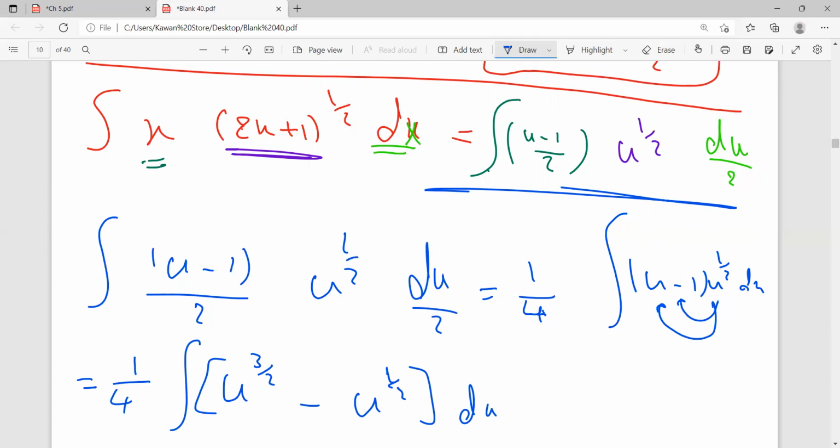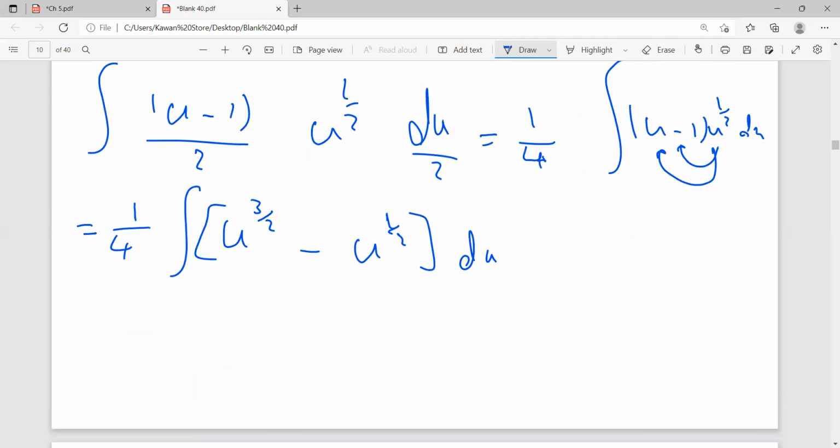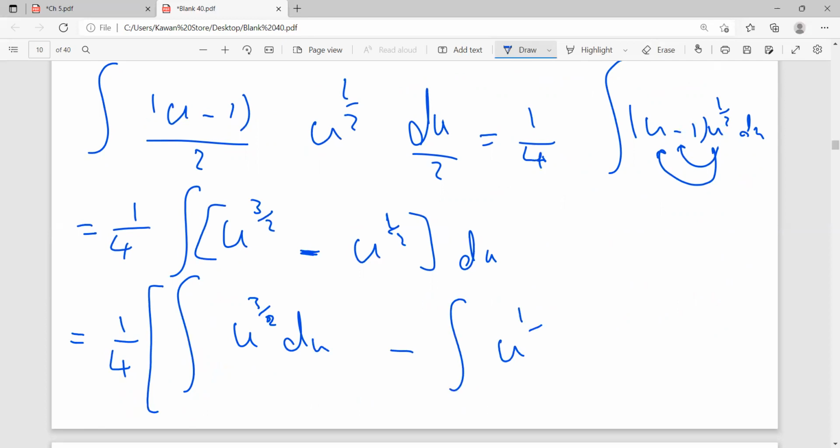The next step, do you understand anything? Question? No question. So I just multiplied. So 1 over 2 plus 1 will be 3 over 2. And I gave you the first note: we can separate or distribute the integral over addition and subtraction, right? So we have a subtraction here. So I say it is equal to 1 over 4 times the integral of u to the power 3 over 2 du minus the integral of u to the power 1 over 2 du. Understood? We can for the first, we cannot for the second.